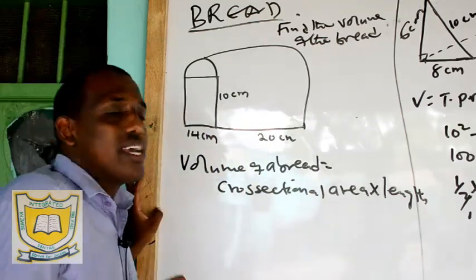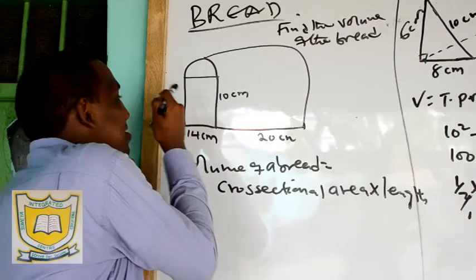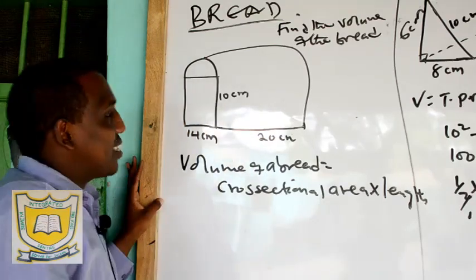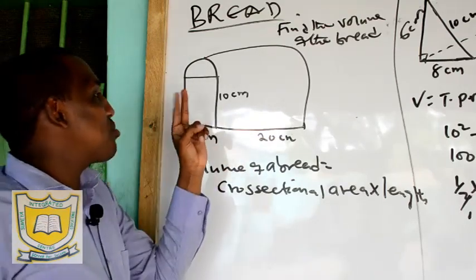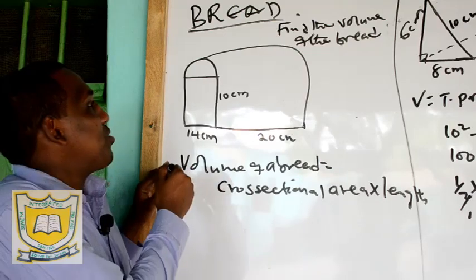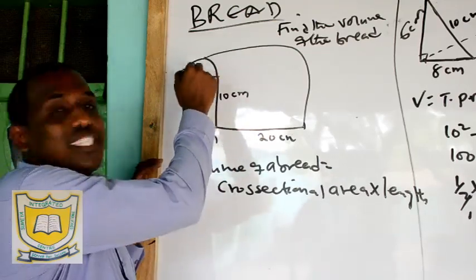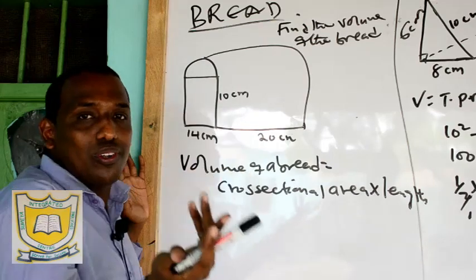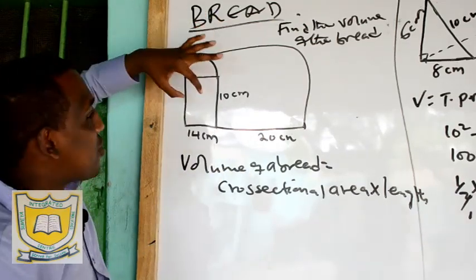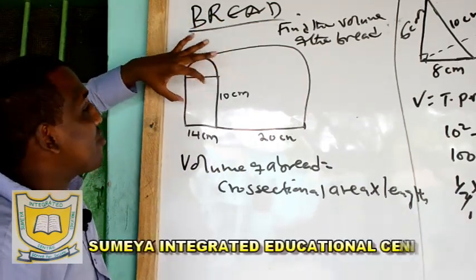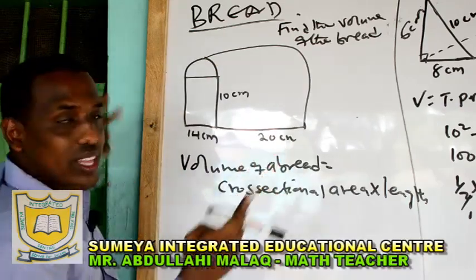Cross-sectional area means the area of the figures that you can easily see from this figure. So what we can see here, there are two figures. One is the top one, the semicircle, and then the rectangle. You find the area of the semicircle, you find the area of the rectangle, we call them cross-sectional areas, then times length, only that. So it's very easy.